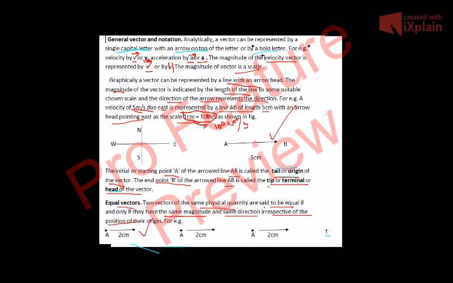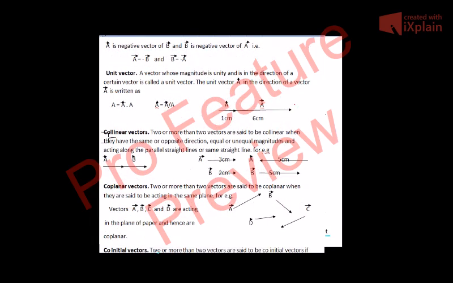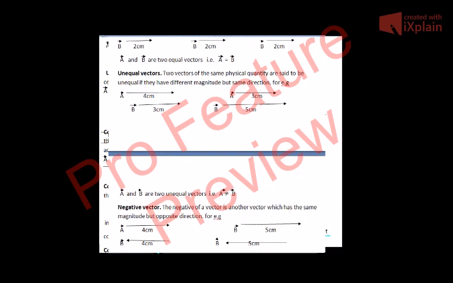Again, then there is a vector with a magnitude of 2 centimeters, and then there is another vector B. It is also 2 centimeters. So A and B have different origins but the same magnitude and same direction. So A and B are equal vectors.